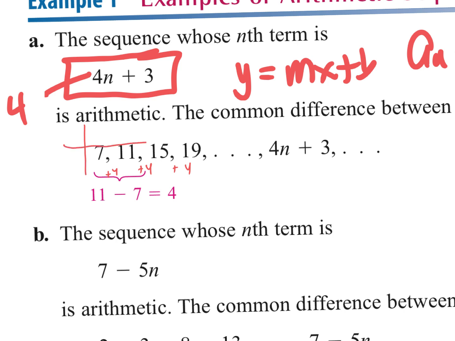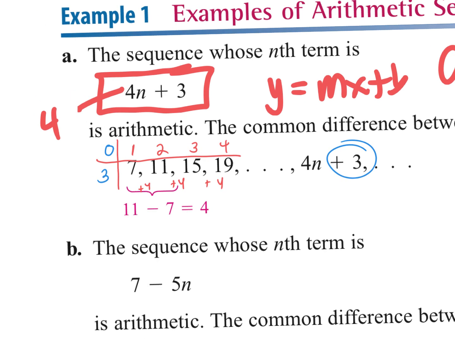I want you guys to see how this is related to a linear function. Do you guys agree with me that 7 is the first term, right? And then 11 is the second, 15 is the third, and 19 is the fourth, right? So if you're adding 4 every single time to get to the next number, how would you find the term before it? You would subtract. What's 7 minus 4? Positive 3, right? Which is right here. In a linear function, if this is your x and this is your y, this would be your y-intercept, right? When the x value is what? 0.